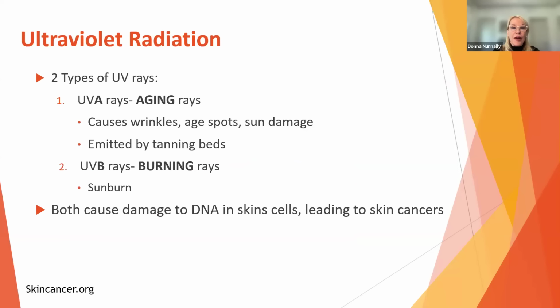First, UVA rays, and these are the aging rays. They cause wrinkles, age spots, and sun damage. They penetrate glass windows in our car, homes, and offices, and even penetrate through clouds and fog. They make up 95% of the ultraviolet rays that reach the earth, and these are also the rays emitted by tanning beds.